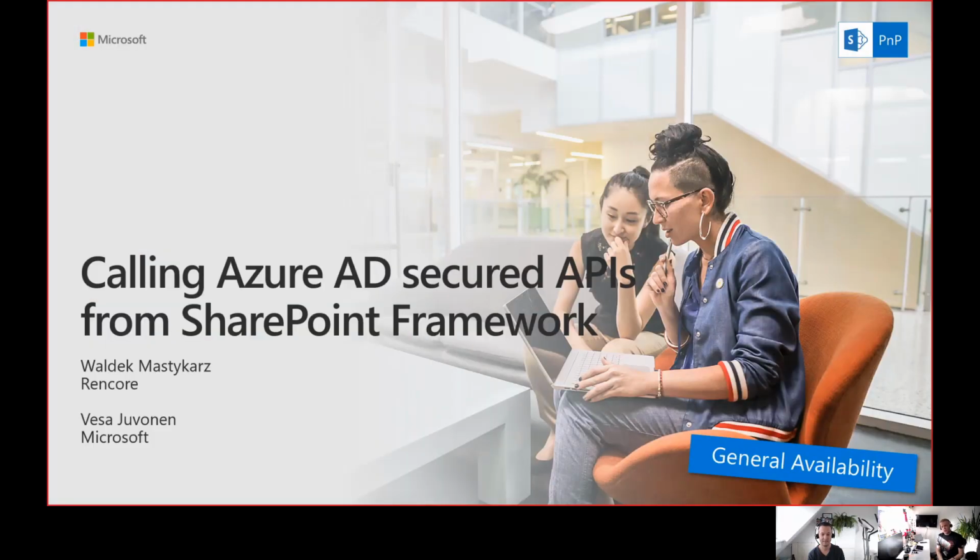So welcome everybody, this is SharePoint Functions and Practices webcast, and this time we're going to talk about calling Azure AD secured APIs from SharePoint Framework. And this is a capability which was released as part of the SharePoint Framework 1.6, or technically it went to GA, as in general availability, in 1.6.